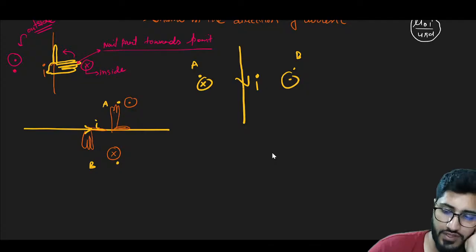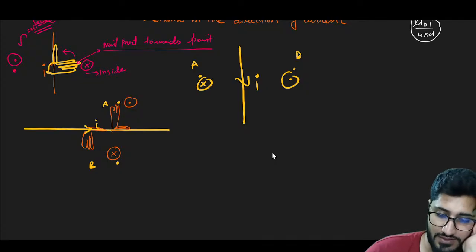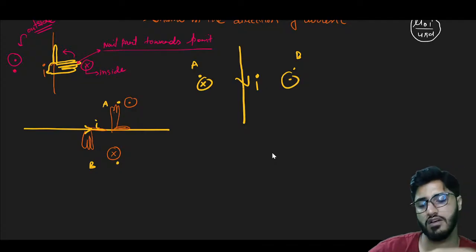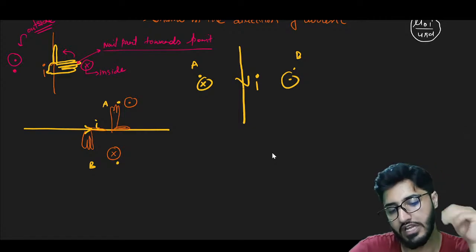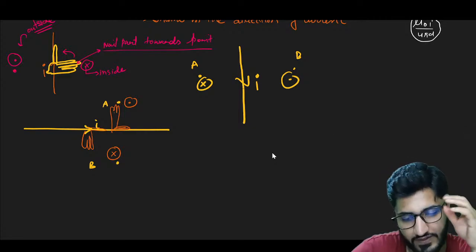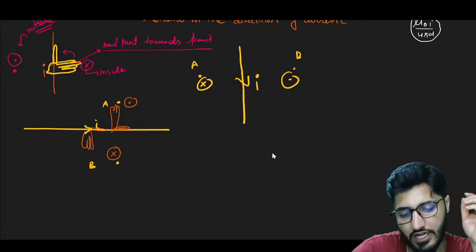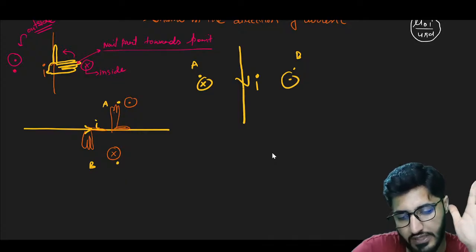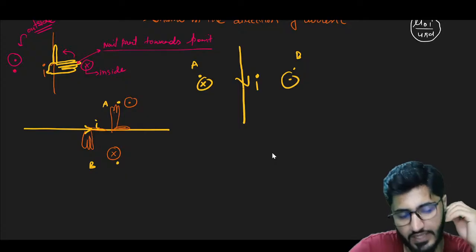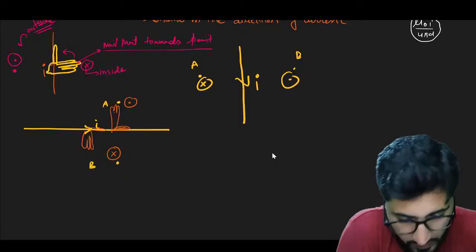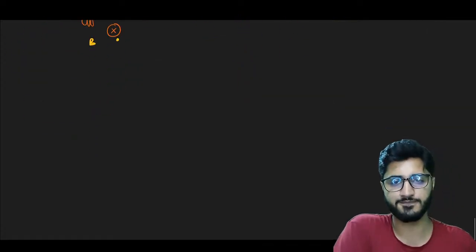If you don't have any confusion, then I need to complete a couple of numericals. It is the work of your hand. Place your thumb in the direction of current, fingers in the direction of the point, and palm in the direction of the magnetic field. Okay, now if everything is good to you, let us do a couple of numericals.